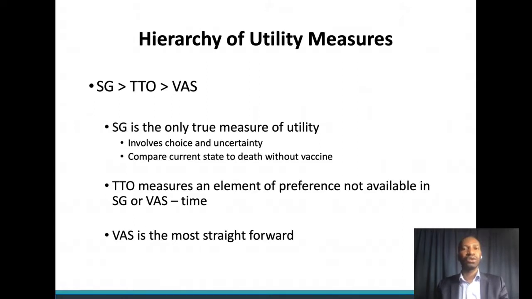So here's the hierarchy of utility measures. At the top of the ladder, we have standard gamble, and then we have time trade-off, and then we have VAS, visual analog scale. Standard gamble is the only true measure of utility. It involves choice and uncertainty. It does compare current state to death with a vaccine. Time trade-off measures only an element of preference not available in the standard gamble or VAS, which is time. VAS is the most straightforward. It is easy to implement because it's also less challenging for respondents.